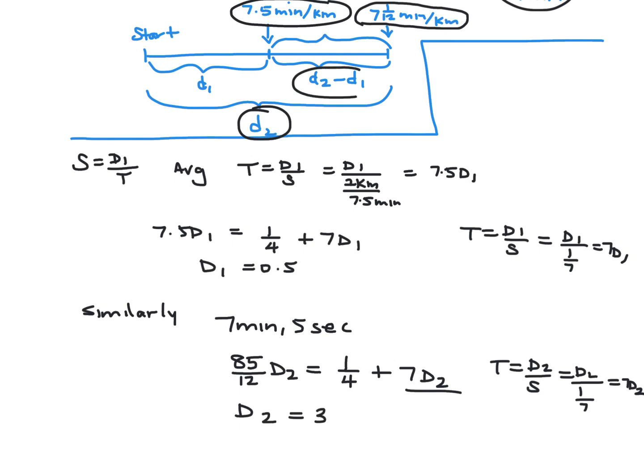So we wanted d2 minus d1, so that is 3 minus 0.5, and that is 2.5. So that's the answer.